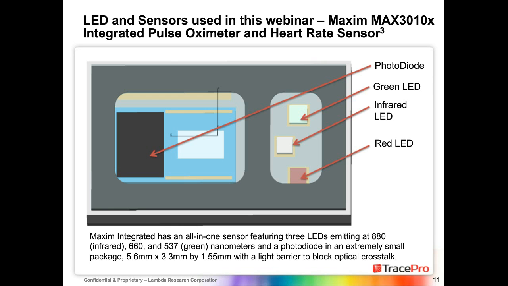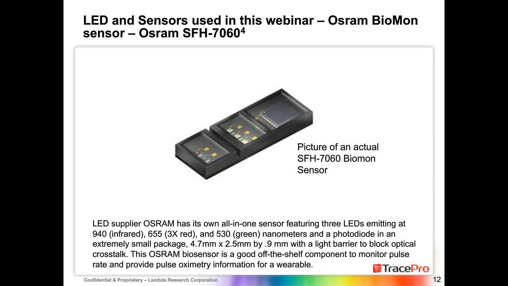And this is an extremely small package. This will fit definitely inside of any wrist wearable. We're talking about only 5.6 millimeters by 3.3 millimeters by 1.55 millimeters. So in terms of having this type of structure ready to go, Maxim has a really nice product ready right off the shelf. Now, I'm not going to incorporate every single one of the biosensors out there, but just look at a couple here. I pulled the Maxim integrated, and I'd like to introduce you to the OSRAM biosensor.